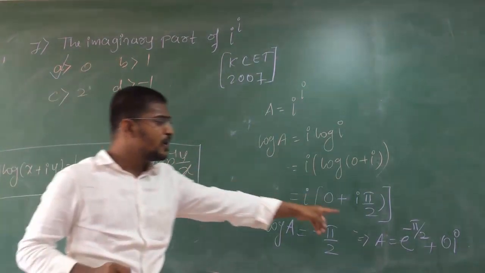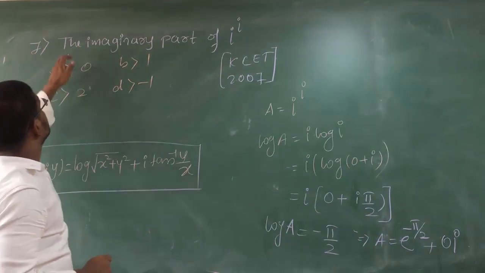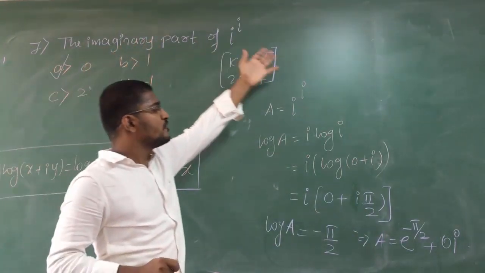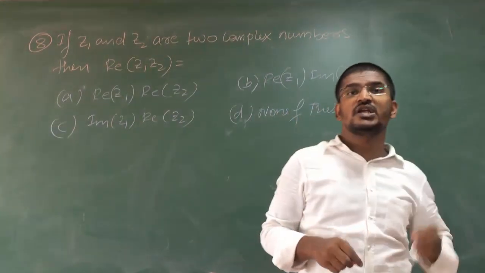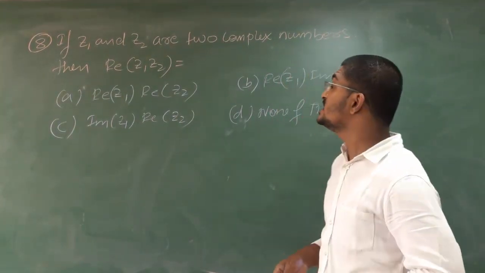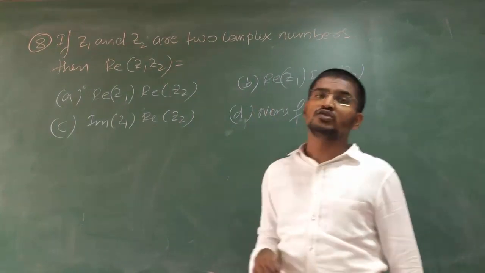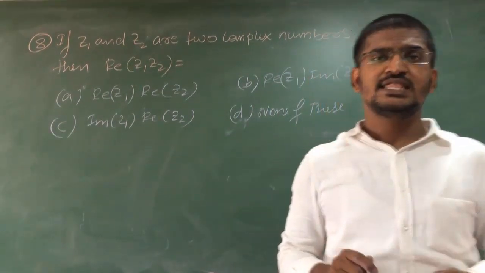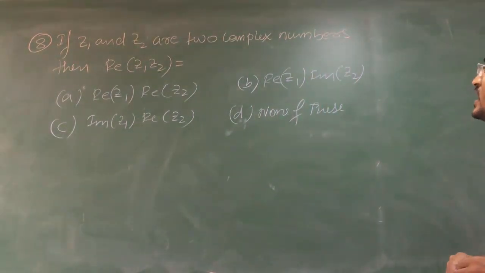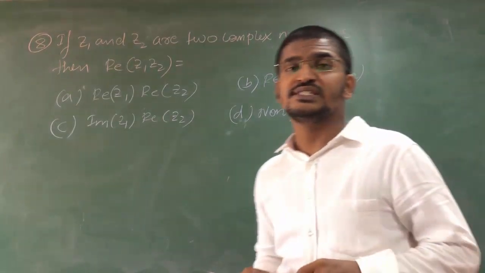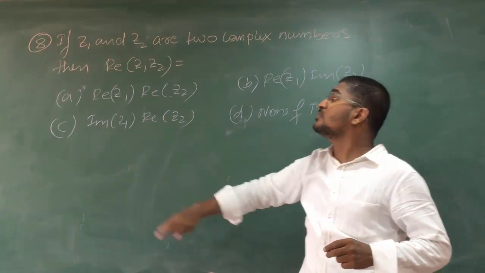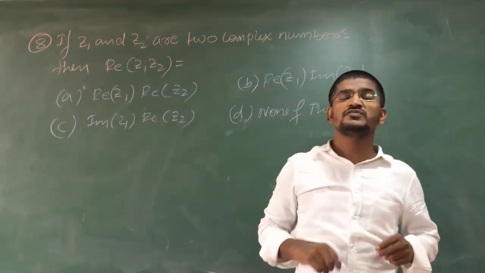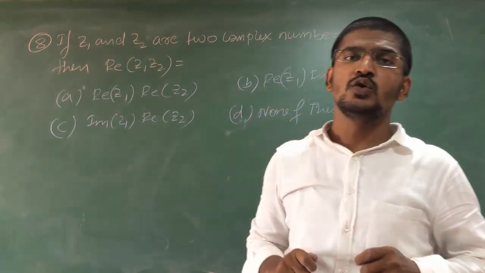So the imaginary part is 0. The imaginary part of i to the power of i is 0. Now let us go for question number 8. If Z1 and Z2 are two complex numbers, then what is the real part of Z1 into Z2? They are asking, if Z1 and Z2 are two complex numbers, then the real part of Z1 into Z2 equals to.